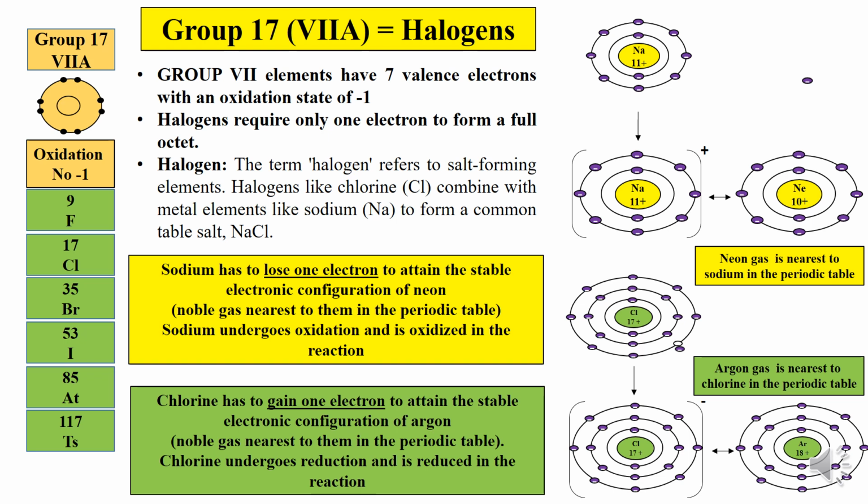So now you know the reason why group 1 elements lose 1 electron from their outermost valence shell in a reaction, while group 17 or group 7A elements gain 1 electron in a reaction, to attain the stable electronic configuration of the nearest noble gas in the periodic table.